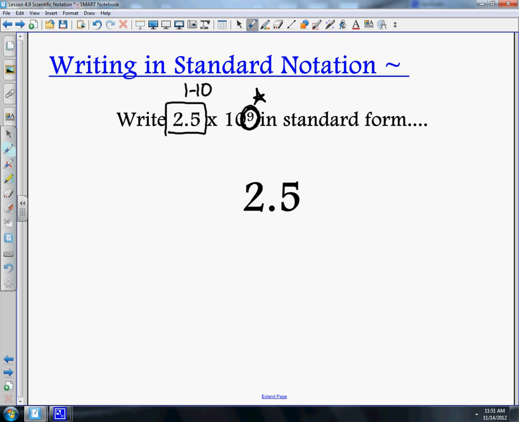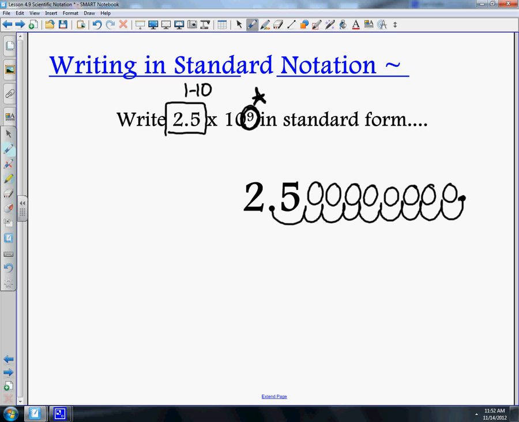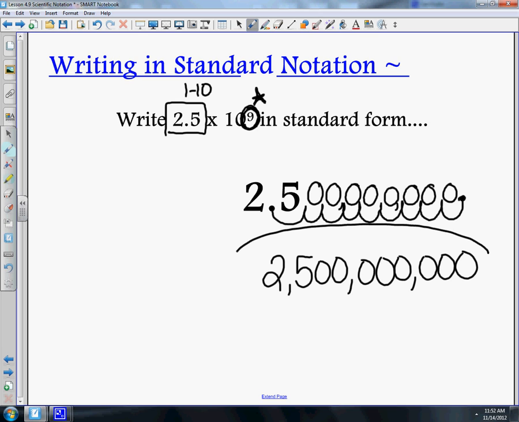And I move 9 hops because that's my exponent. So I'm going to move 9 times. So there's 1, 2, 3, 4, 5, 6, 7, 8, 9. I moved 9 spots, and now they're all empty. So what you fill them in with is zeros, because every time you're multiplying by 10, you're adding a 0. So then I look back and I can write this out as 2,500,000,000. And this is my normal, regular, standard form of a number.